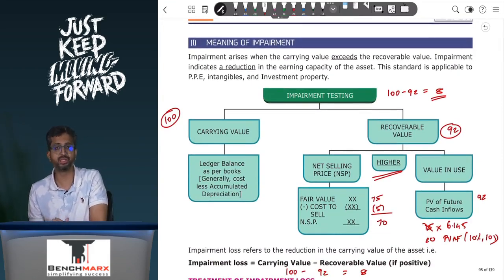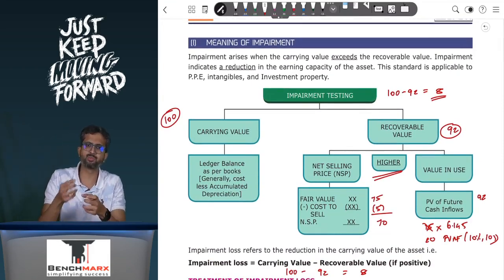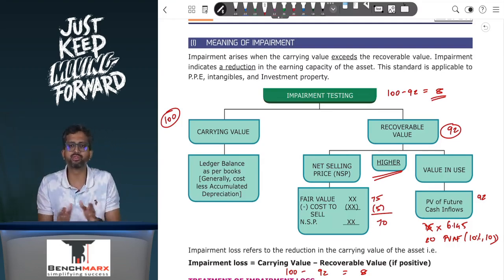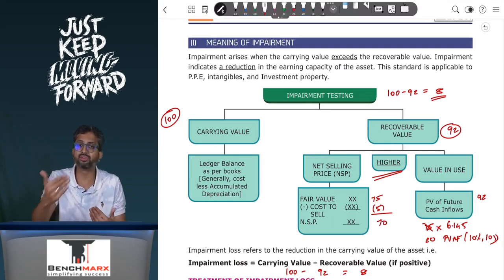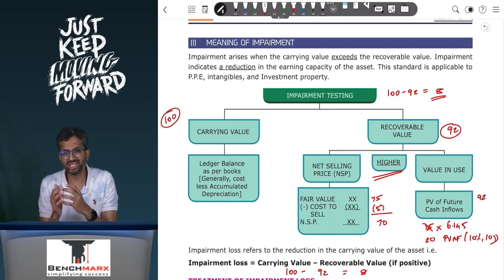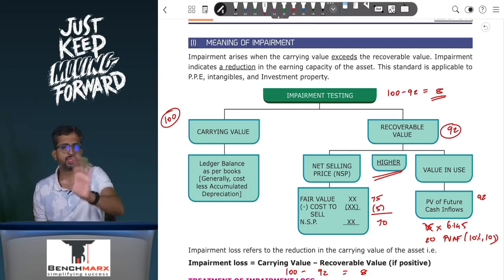But in the assembly line case, like for machine C, which just puts the drink into the bottle, it is not capable of generating a largely independent cash flow. So I can't find its value in use. I can't predict its cash inflows, for example, and hence one cannot say that for machine C, I just compare the carrying value with, let us say, the net selling price.